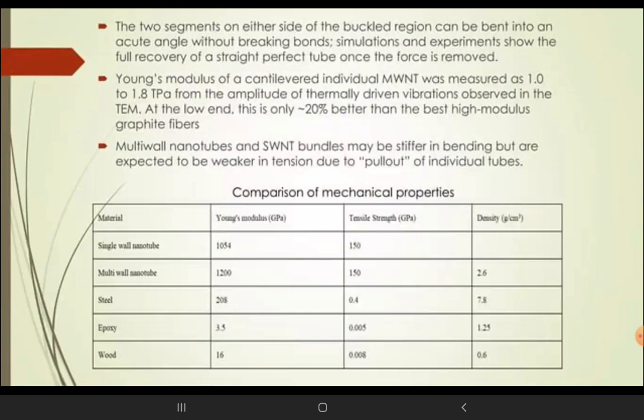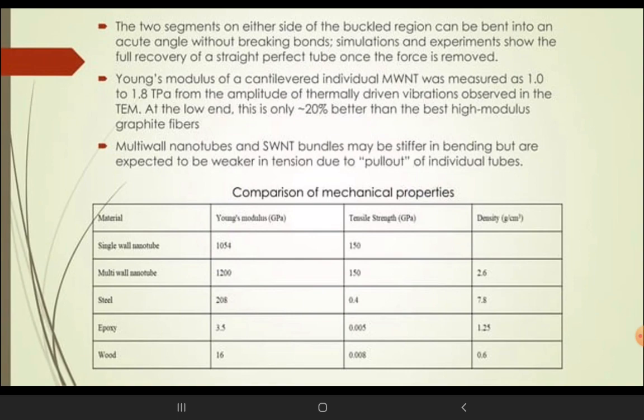The two segments on either side of the buckled region can be bent into an acute angle without breaking bonds. Simulations and experiments show full recovery of the straight perfect tube once the force is removed. Young's modulus of a cantilevered individual MWNT was measured as 1 to 1.8 TPa from the amplitude of thermally driven vibrations observed in the TEM. At the low end, this is only approximately 20% better than the best high-modulus graphite fibers.